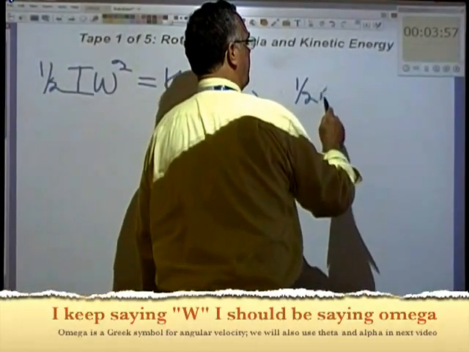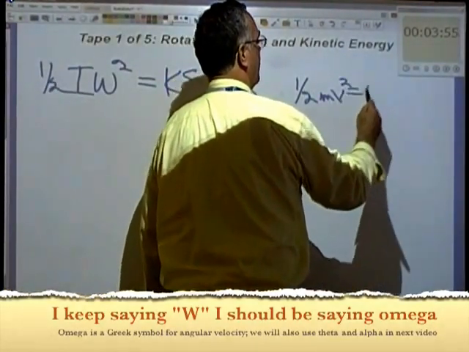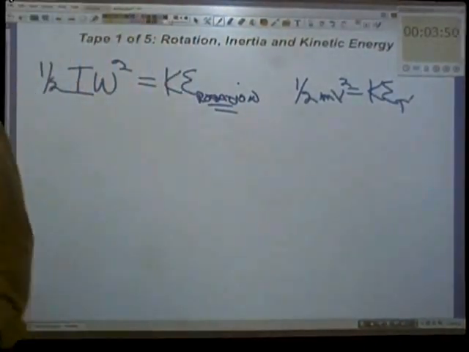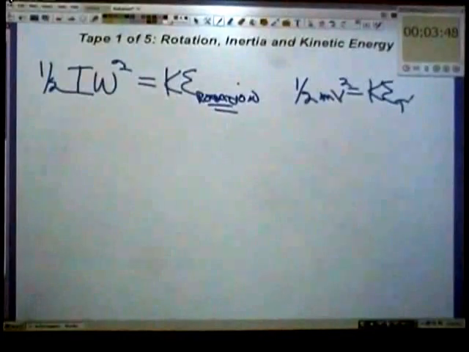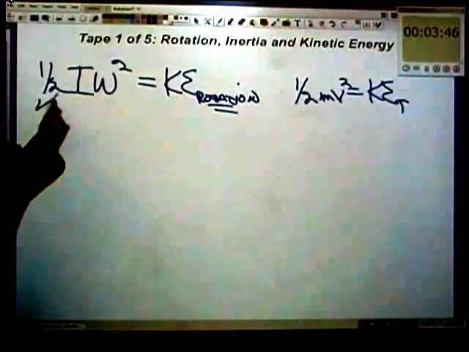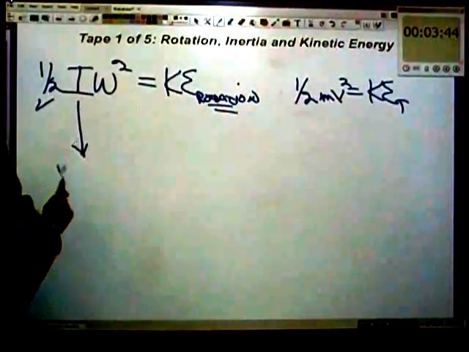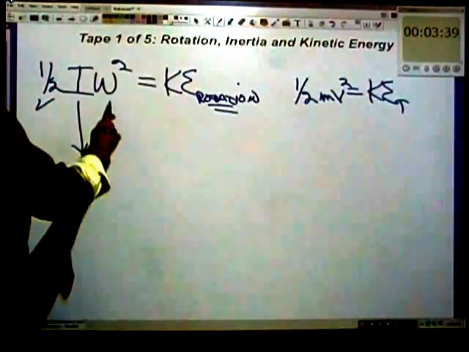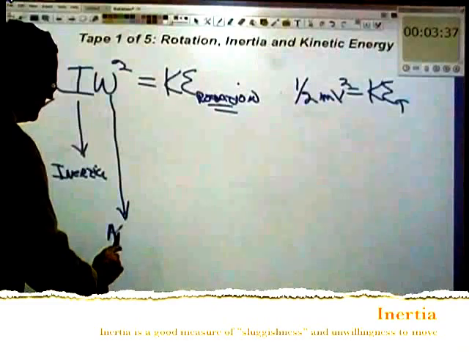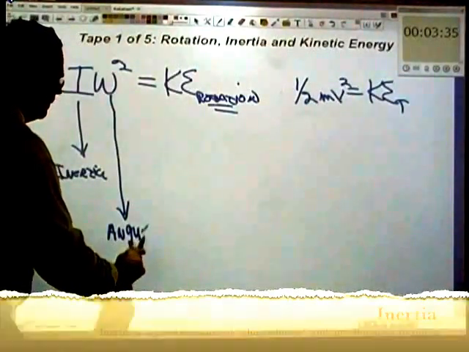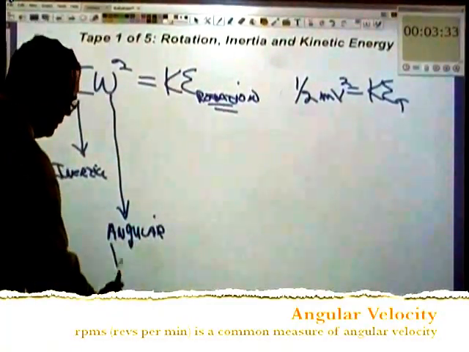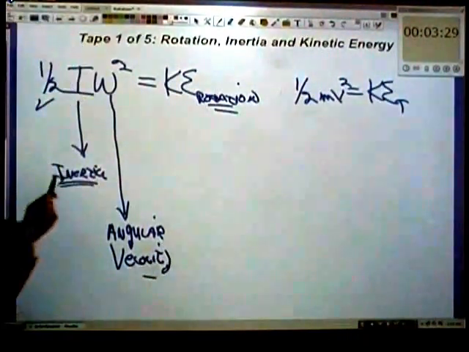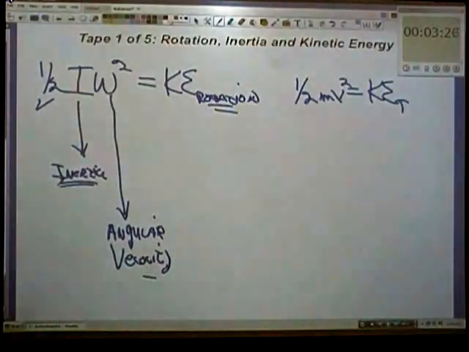1/2 mv squared is what? The kinetic energy of translation, which is what we've been doing up till now. Agreed? So, 1/2 we know about. I is inertia. W is angular velocity. Inertia is a very important concept.